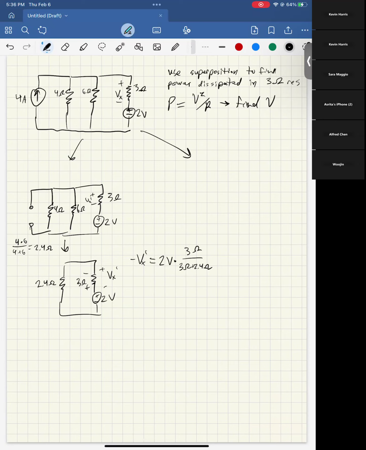wait, what did they do here? This is so odd. I disagree with the way they did this, but I guess it works.